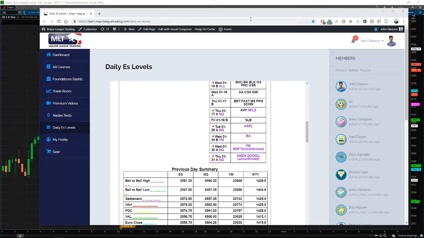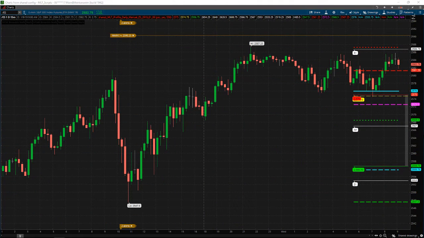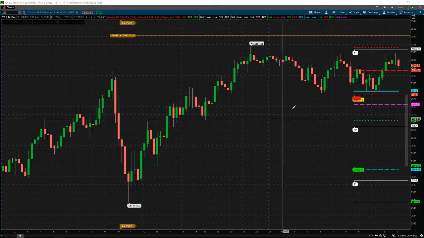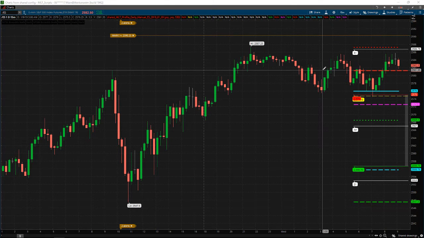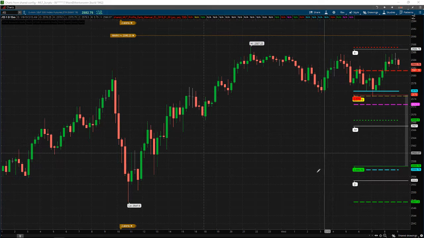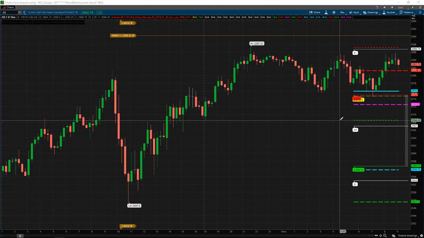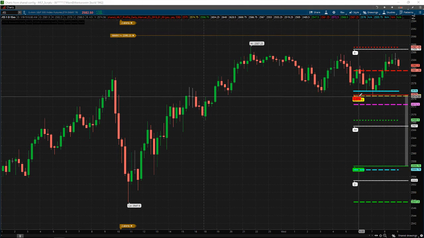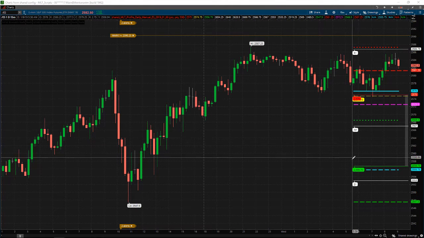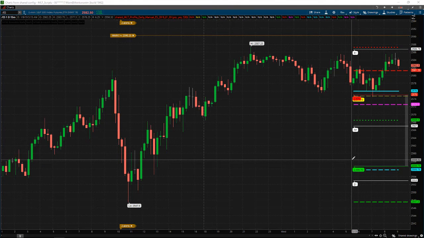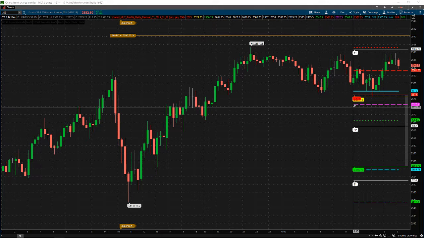Moving on to the previous day's summary for the S&P 500. The bell-to-bell high of the prior day came in at 2581.25. We're slightly above that level. Bell-to-bell low, all the way down near 2547.50. The settlement was 2572.50. Value area high 2575, right above that. Value area low down at 2556.75. And the point of control is 2574.75.